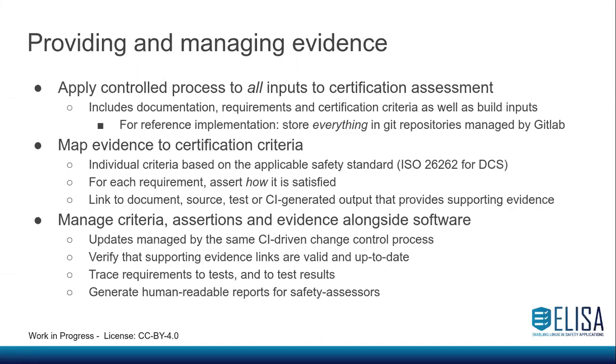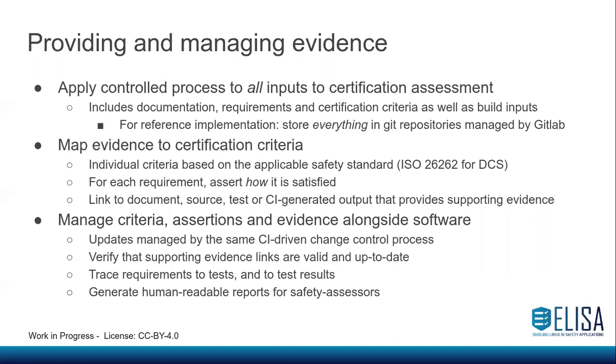And to do this, again, we're extending what we're applying this process to cover not just the source code and the documentation associated with that, or the build configurations associated with that, but also the documentation and the requirements and the certification criteria that we want to use as part of our process. We can map the evidence that we have produced by this process to the certification criteria. In our case, we had a set of criteria that were based on the ISO 26262 and a tailored set of criteria that applied for tool qualification.